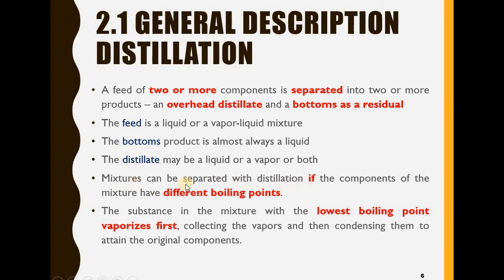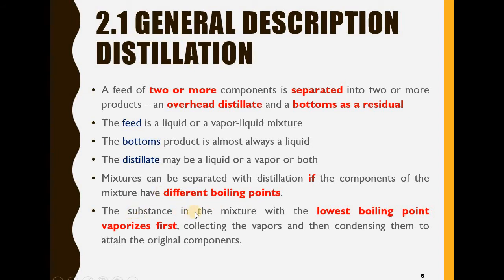The mixture can be separated with distillation if the components of the mixture have different boiling points. So this is the most important point in the distillation process. For example, if we have components A and B in a mixture, A and B should have different boiling points, so that when we apply heat, both can be separated.